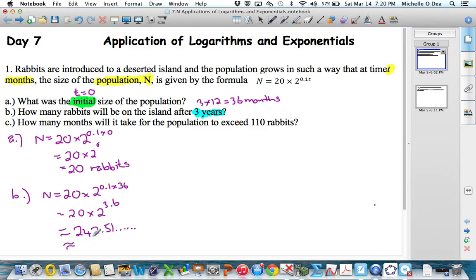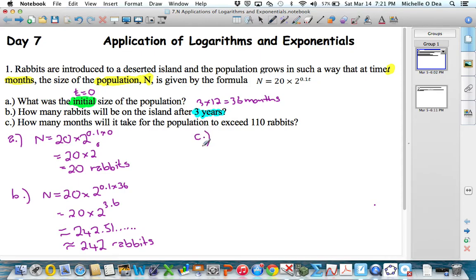But if you round to 3 significant figures, it would be 243. So as I said, either would be acceptable. So I'm going to say there were approximately 242. I'm not going to do the 3 significant figures this time. Rabbits. But of course, you can also say 243. So not so hard at this point.